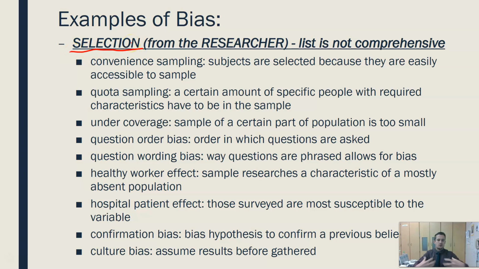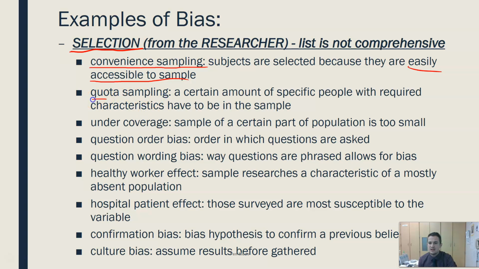So from the researcher, from me, if I'm trying to select a sample, these are some examples where bias comes into play. Convenience sampling. Subjects are selected because they are easily accessible to sample. Sometimes not. That will present bias because just because people are convenient to include in your sample doesn't mean they're going to represent your population.